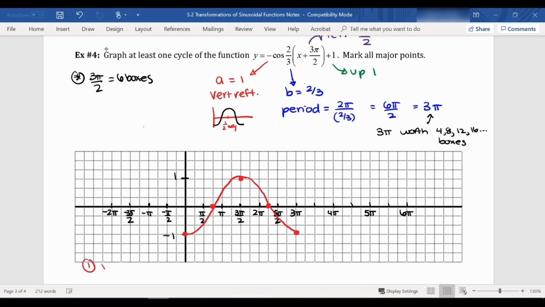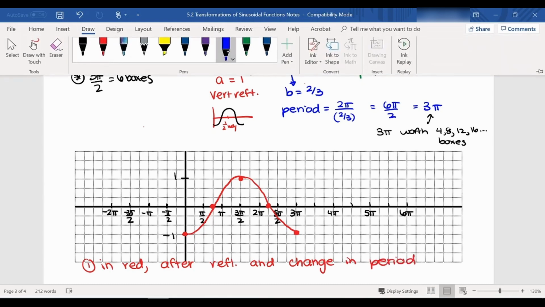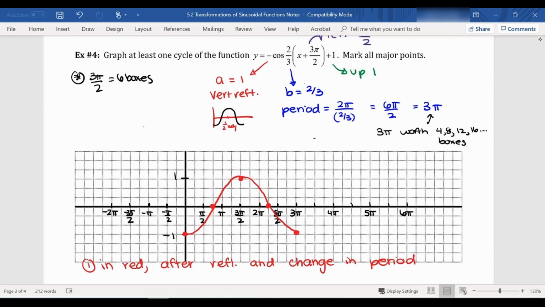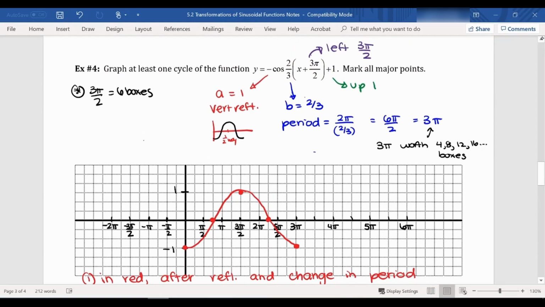So 1 in red, after reflection and change in period. And now I have to move this thing up 1 and to the left by 3 pi over 2.